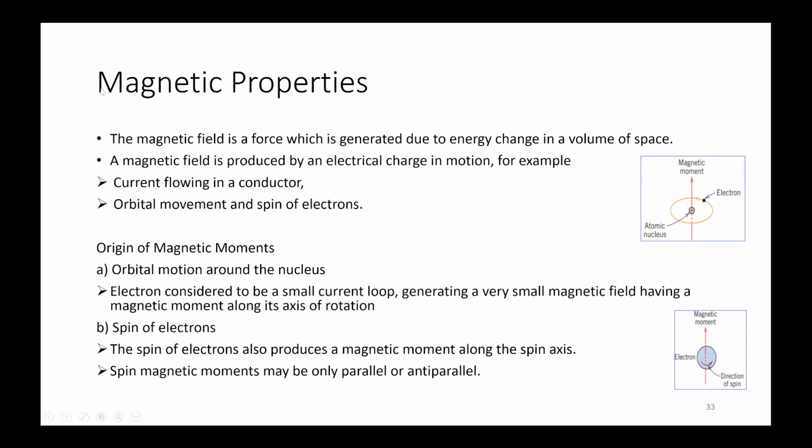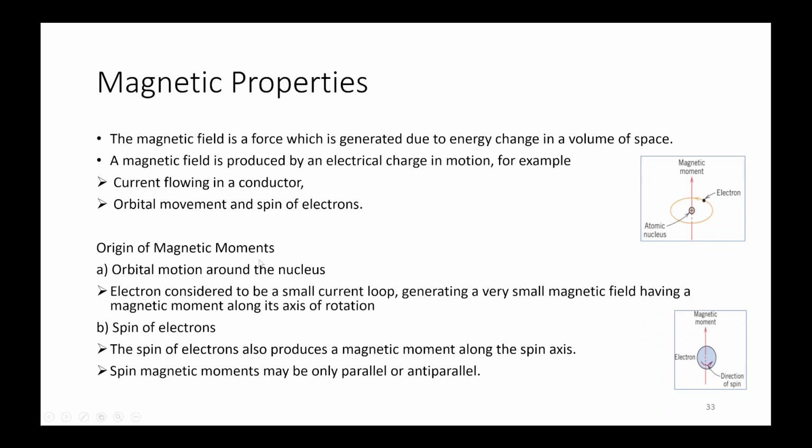Now moving on to the final properties, which are magnetic properties. A magnetic field is a force generated due to energy change in a volume of space, and a magnetic field is produced by an electric charge in motion. For example, current flowing in a conductor, or simply the orbital movement and spin of electrons. So the electron can be in orbit, or it can spin on itself. When it spins, both cause some magnetic moment.